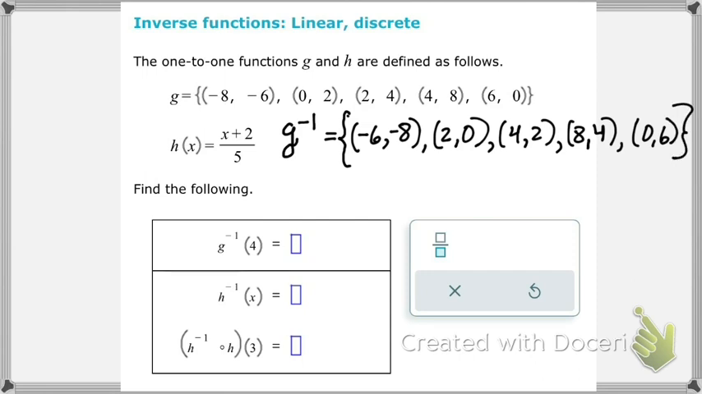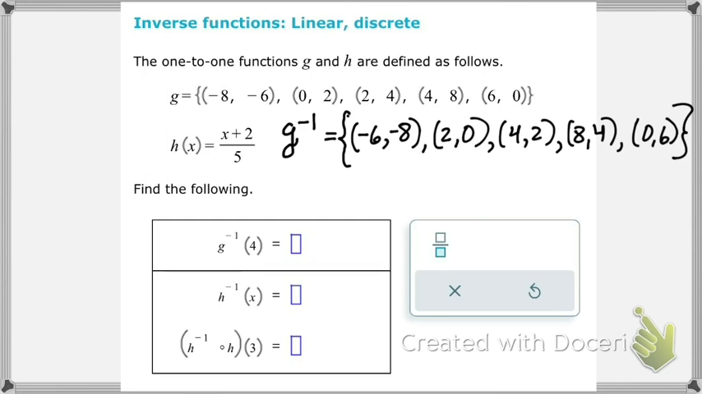Okay, so if these are the points of the function g, the points of its inverse are all inverted. Switch x and y. All right, now let's go down to what is being asked about g, or about g of -1.